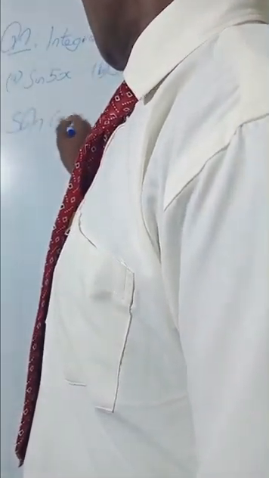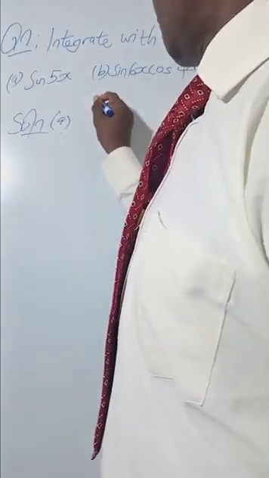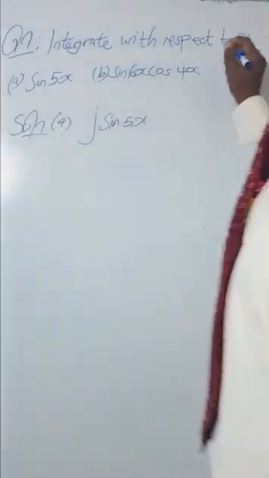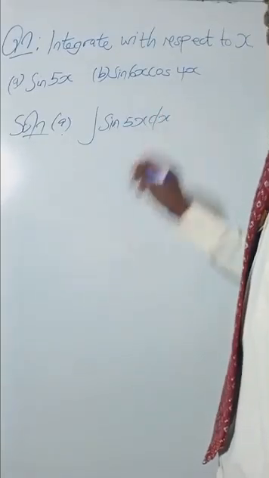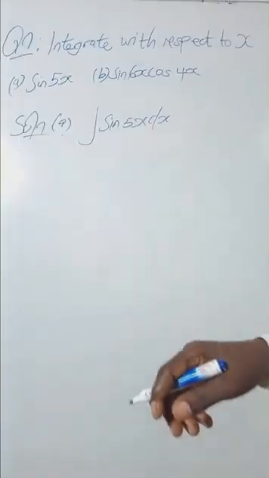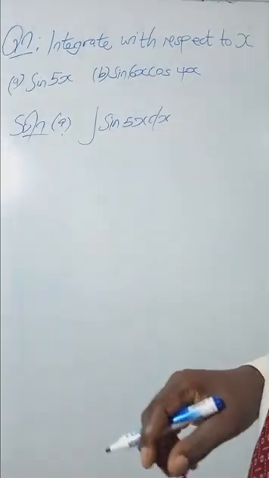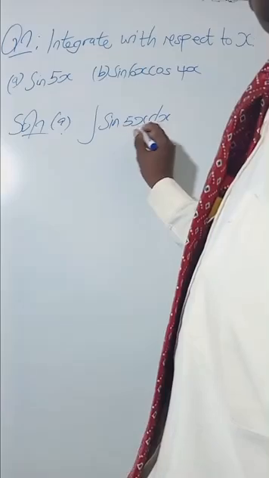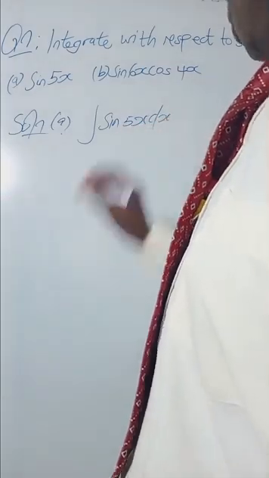Let's start with part A, where we're supposed to find the integration of sine 5x. It is with respect to x, so we write the dx. To integrate this one, it's not that complicated. It's easy, but I always advise starting by first getting the value of dx.